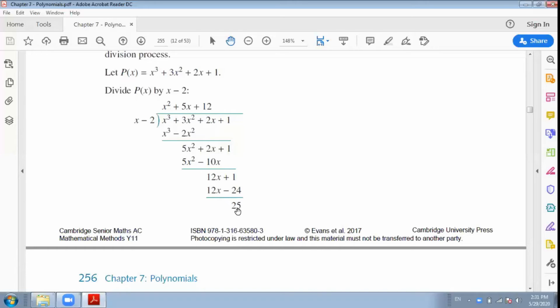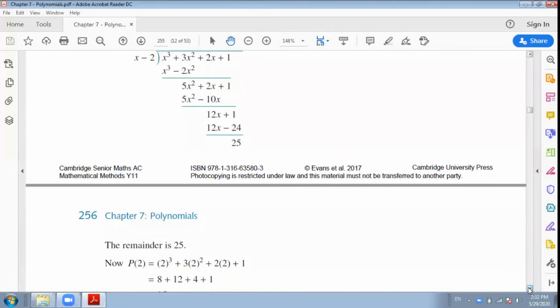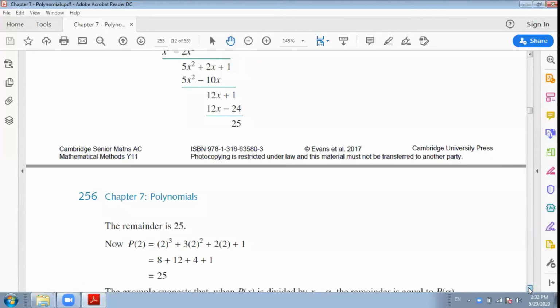And if there is no remainder, that is 0, then we simply write this quotient as the answer. We say that these are two factors: one factor is the divisor, and the other factor is this answer. So this is the actual factorization of any polynomial. Now there is another method that is very easy and simple. It is called the remainder theorem.